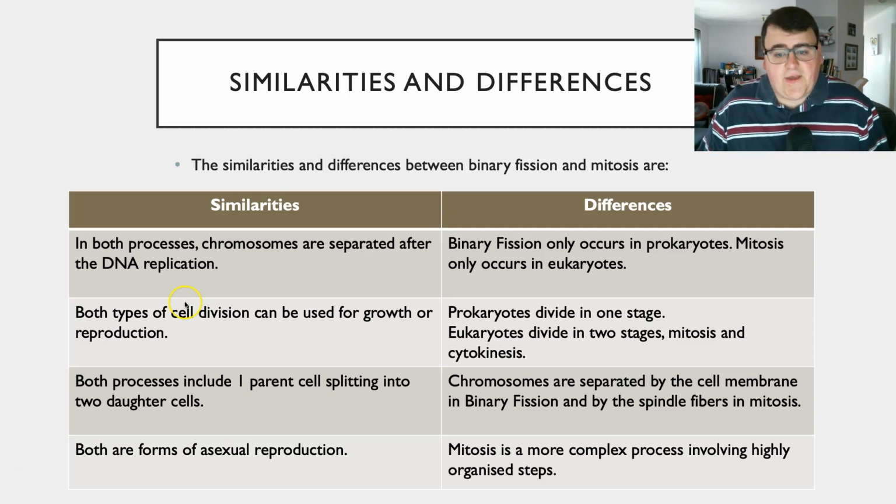The differences, on the other hand, are that binary fission only occurs in prokaryotic cells, whereas mitosis will only occur in eukaryotic cells. Prokaryotes are going to divide in one stage made up of 4 steps. Eukaryotes divide in 2 stages, which is mitosis, which has 4 steps, and then cytokinesis. Chromosomes are separated by the cell membrane in binary fission, whereas in mitosis they're separated by the spindle fibers. And again, mitosis is a more complex process which has more highly organized steps.